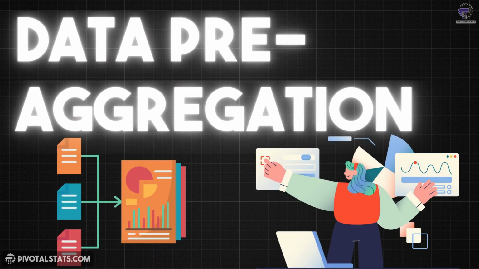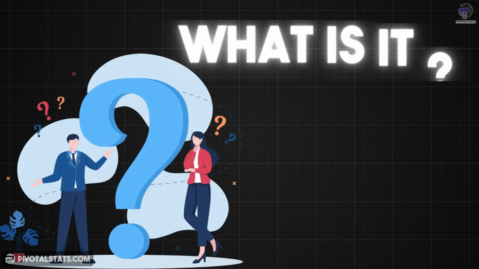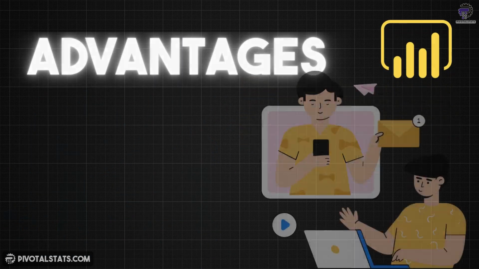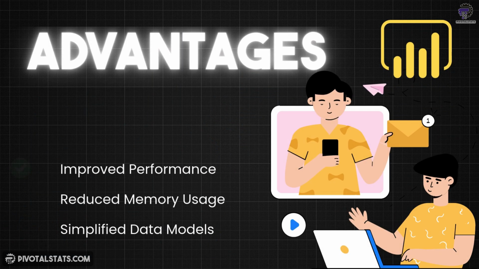The second technique is pre-aggregating your data at the source. Pre-aggregation involves summarizing or consolidating data before it is loaded into Power BI, reducing the volume of the data that needs to be processed and visualized. This technique is particularly useful when working with millions or billions of rows, as it minimizes the computational load on Power BI and ensures faster report rendering.